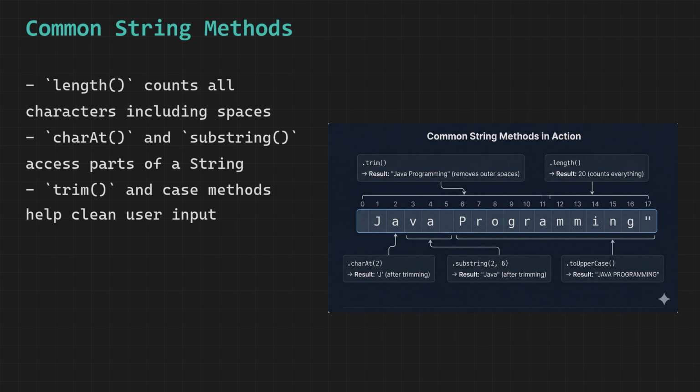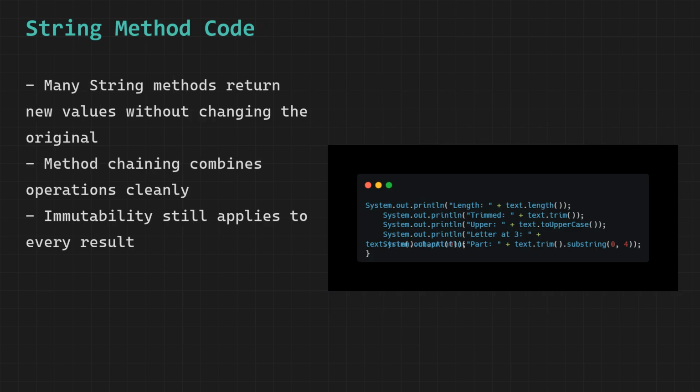If you only want a piece of a string, you use substring. You give it a starting point and an ending point. A helpful tip is that it includes the start index but stops just before the end index. Finally, we have utility methods like trim, which is perfect for cleaning up user input by removing accidental spaces at the beginning or end of a word. We also have case conversion methods to make everything capital or lowercase, which is very useful when comparing text where capitalization might not match.